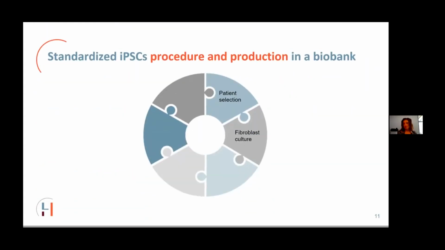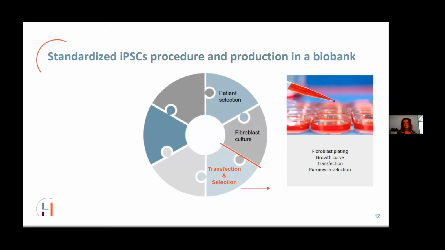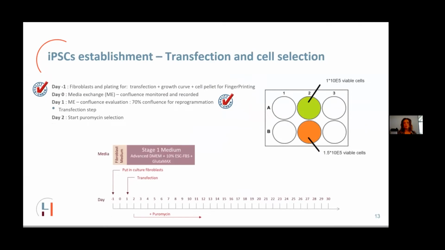Now we have our fibroblasts ready, it's time to reprogram them into IPSCs. To do so, we transfect and select them. How? We plate the fibroblasts for transfection to be able to do a growth curve and to be able to do a cell pellet for fingerprinting. This is also one of our QC checkpoints. We change the media the day after, and at day 1, we measure the confluence, and we need to have a confluence of 70% for the reprogramming. This is crucial because if it's less or more, the reprogramming won't work and the transfection won't be efficient.